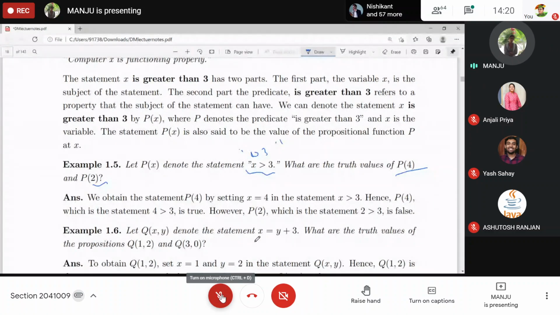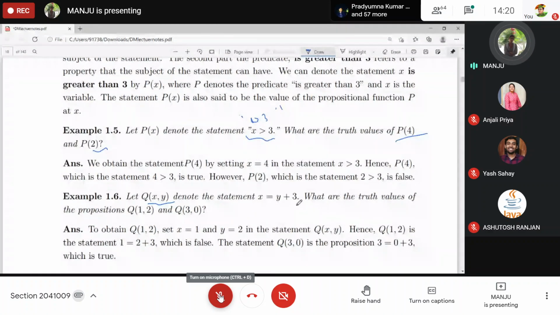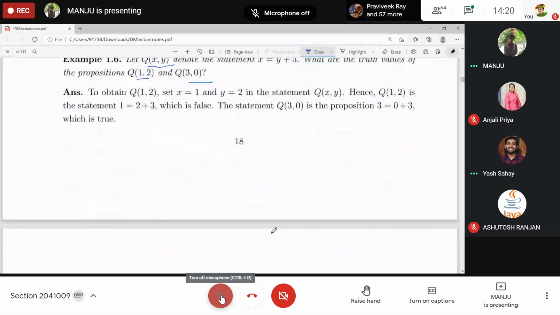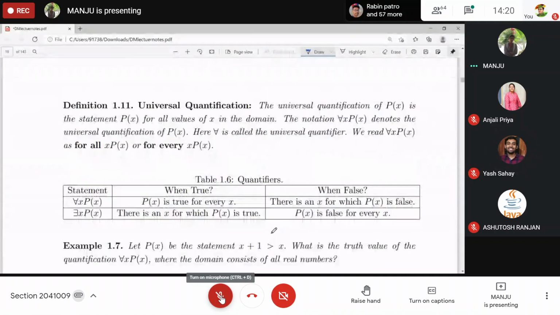Like this, you can have a two-variable predicate function, such as x is equal to y plus 3. So you can talk about the truth value if you give both variables some value. Got it? Yes, ma'am. One way is just assigning some particular value to x.